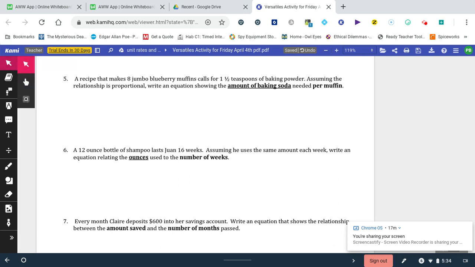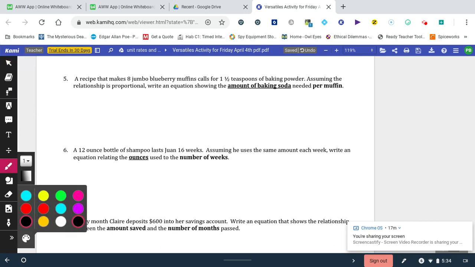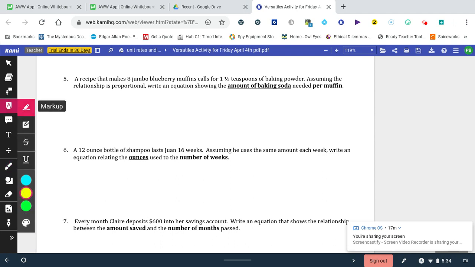All right, let's take a look at it. So on number 5, it says that a recipe that makes 8 jumbo blueberry muffins calls for 1.5 teaspoons of baking powder, assuming the relationship is proportional. So again, we're assuming it's proportional. And that's very important. So I'm going to highlight that. We're going to assume that the relationship is proportional. So we don't have to check anything.